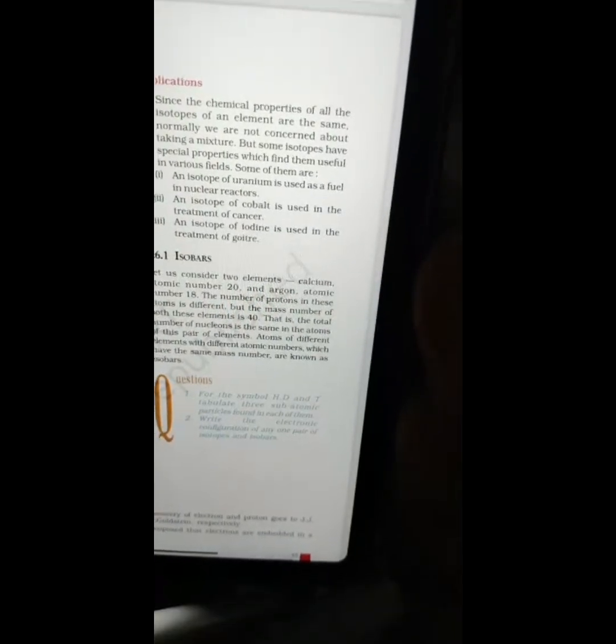In text question number 1, for the symbol H, D, T, tabulate three subatomic particles found in each of them. Question number 2, write the electronic configuration of any one pair of isotopes and isobars. With this, we come to an end of the reading. Only the summary part is left. Let's go and quickly finish it.